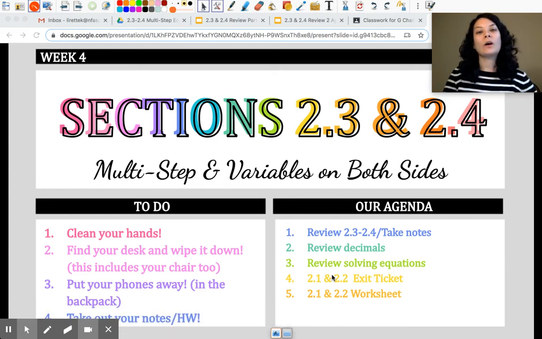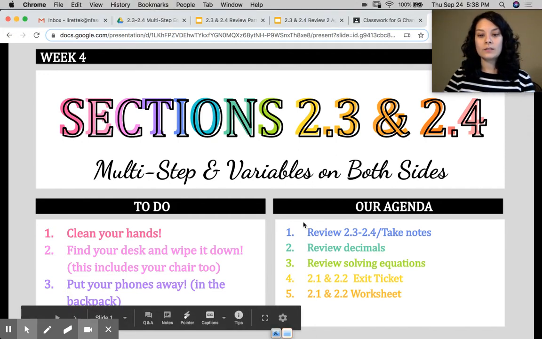I'm going to continue walking you through a few Chapter 2 sections. So we're still reviewing sections 2.3 and 2.4, but today we're going to focus on multi-step equations that involve integers again, but also decimals. So you'll need something to write on and something to write with. And let's go ahead and get started.